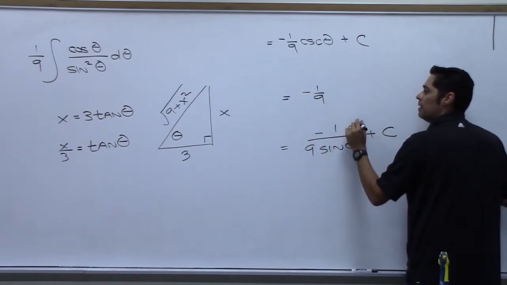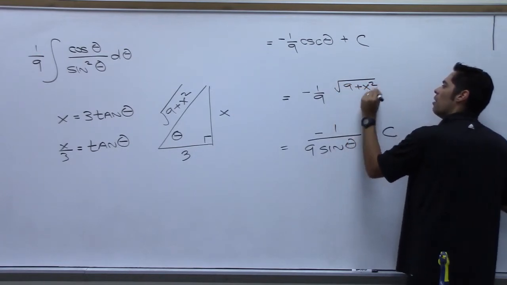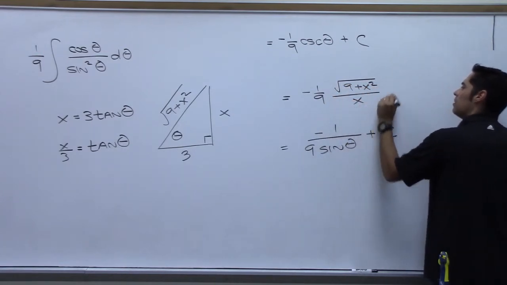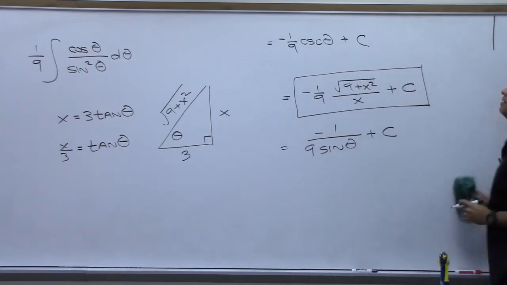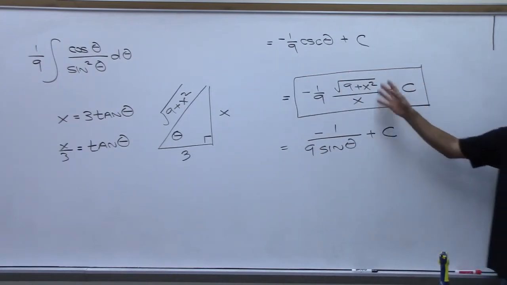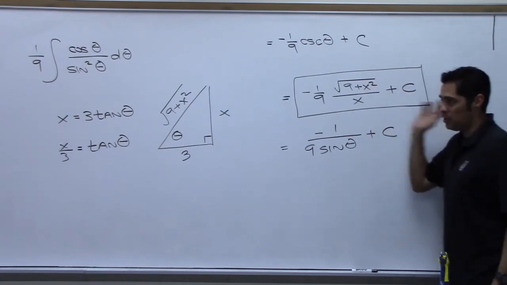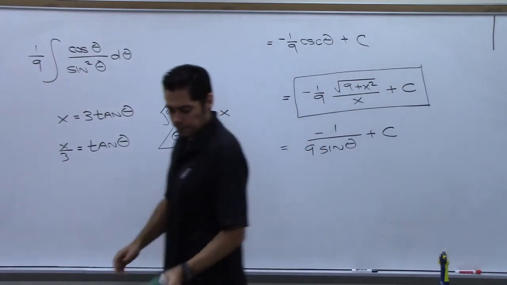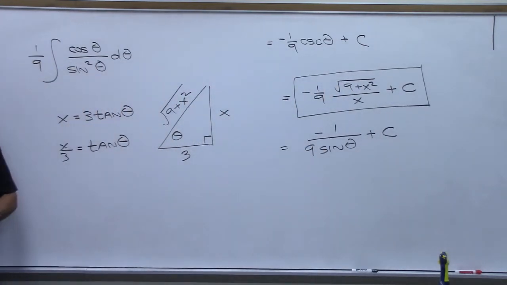And then finally, root 9 plus x squared over x plus c. There it is. And to check it, we would do a quotient rule, right? That's what that would require, quotient rule. And if we did it, we should get back the original integrand. Boy, that didn't take me as long as I thought it would.